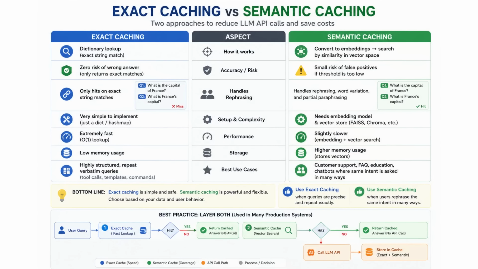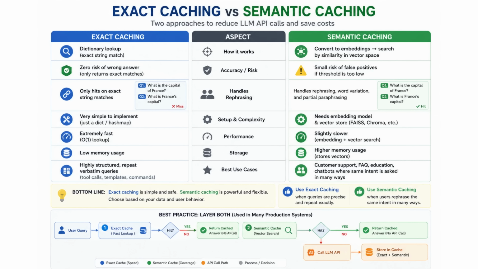Let me quickly compare the two caching approaches so you know when to use each one. Exact caching is simpler. It is just a dictionary lookup. Zero risk of returning a wrong answer. But it only hits on exact string matches. One different word, and it misses.